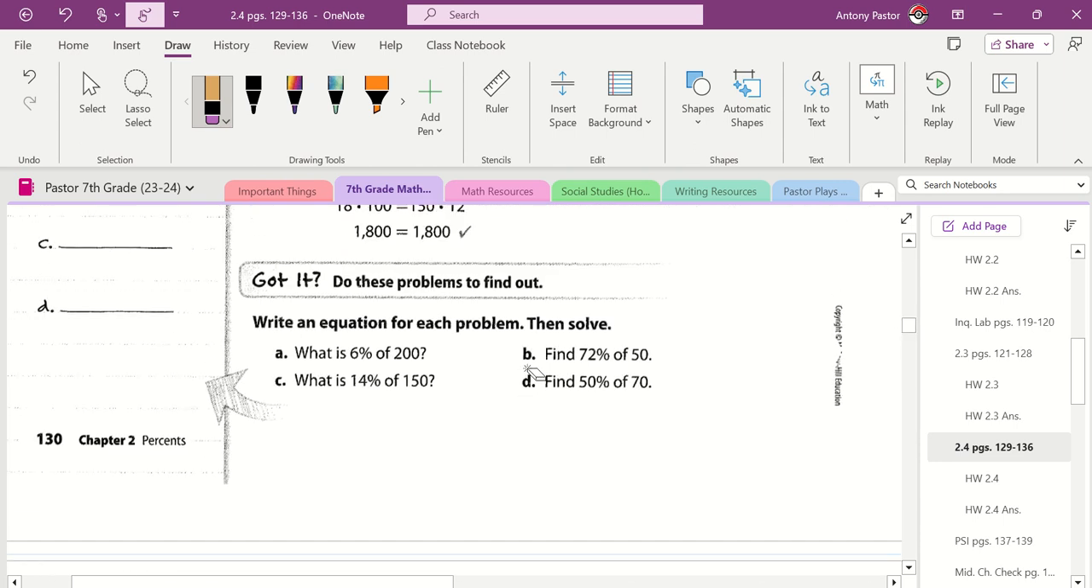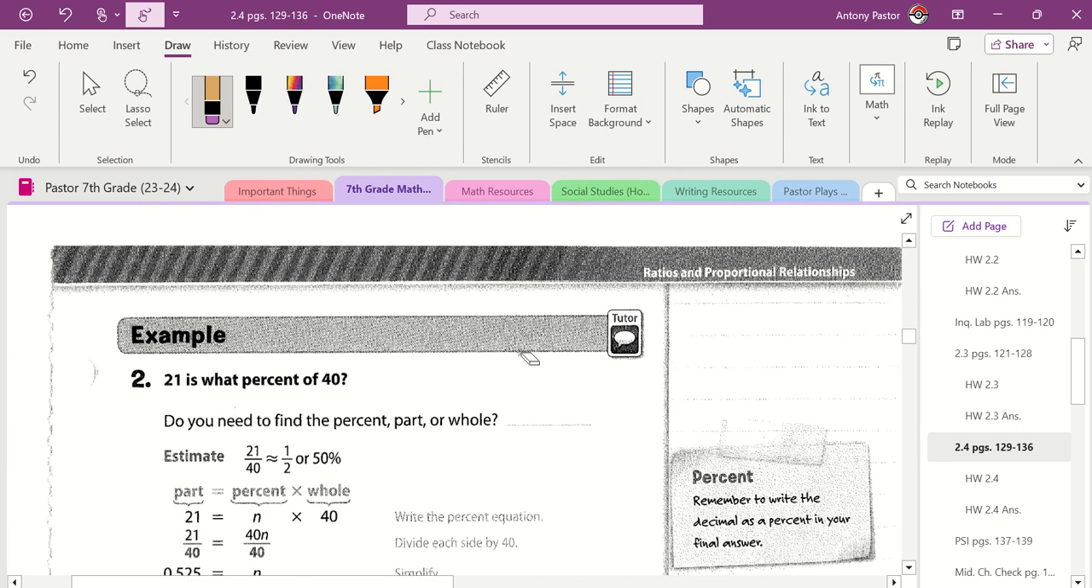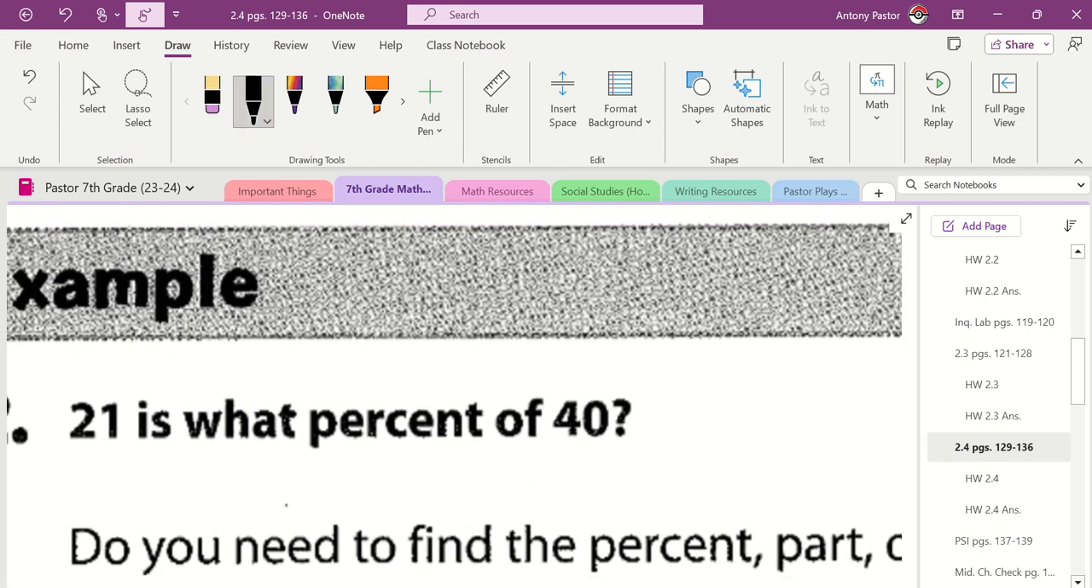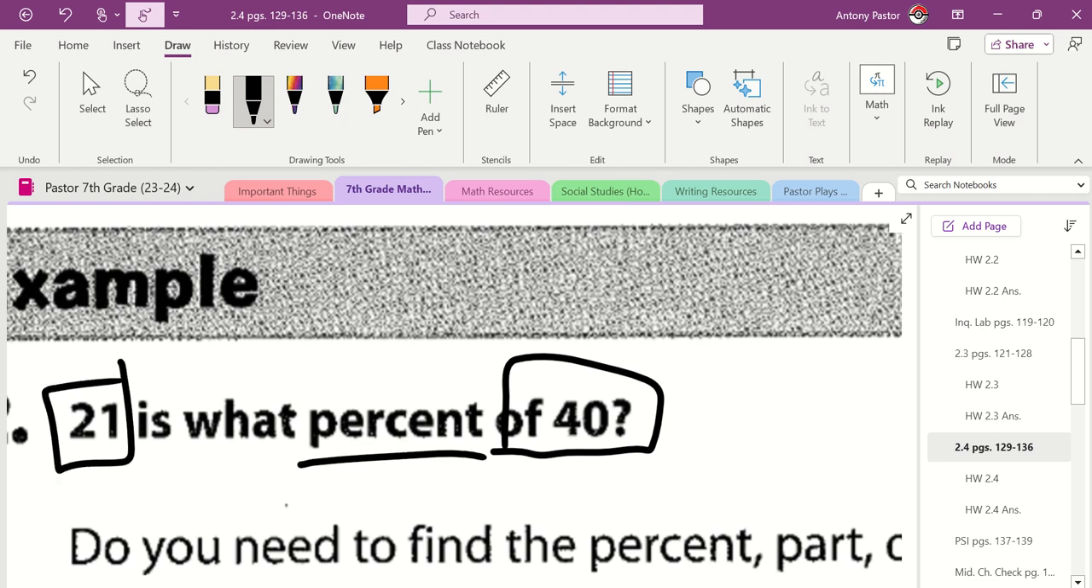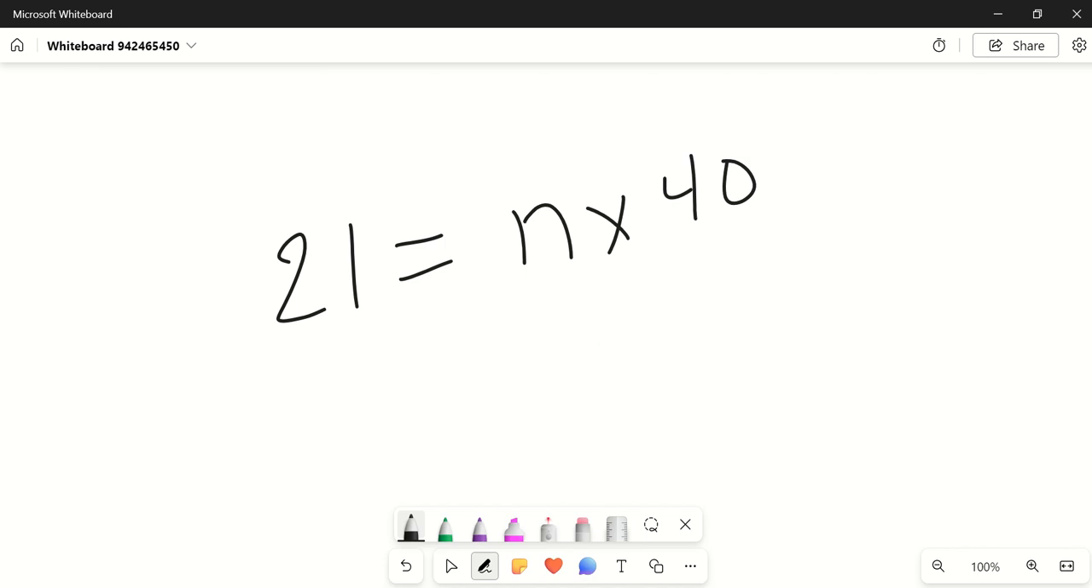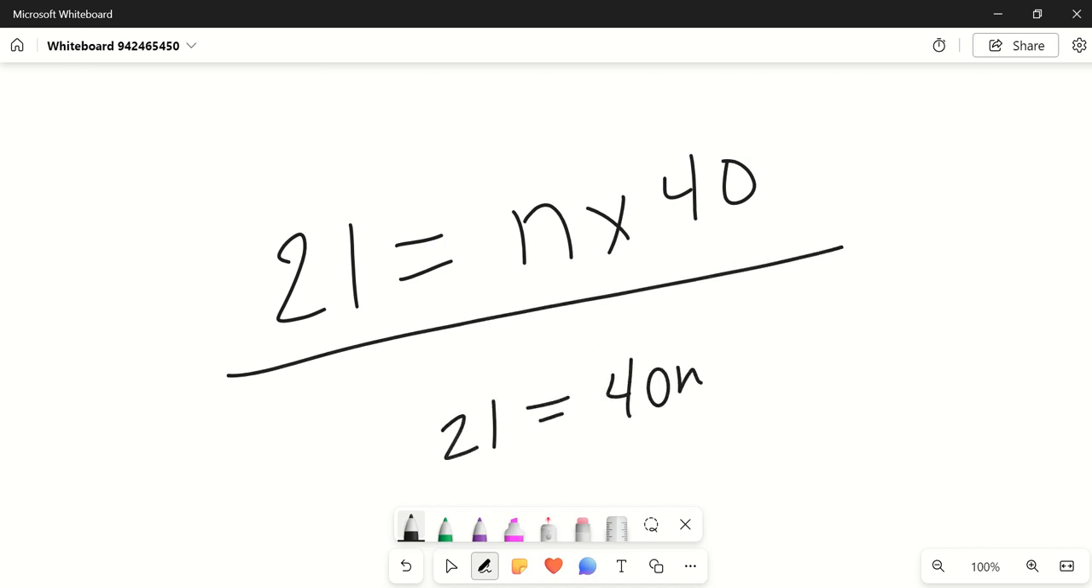All right, let's go ahead and skip those. Let's do this one. 21 is what percent of 40? Remember, 40 is our whole, and 21 is going to be our part because we don't know what our percentage is. So part equals percent times whole. Our part here is 21 equals our percent, which we say n, times our whole, which is 40. This will become 21 equals 40n.